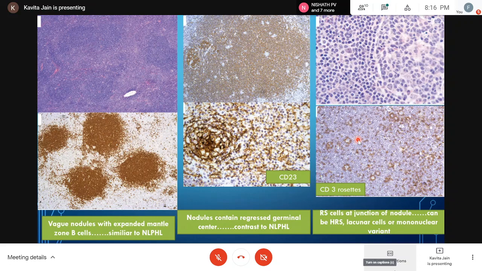And then we find these RS cells, which are CD30 positive. In NLPHL, if there is any confusion, the large cells would definitely be highlighted by CD20 and they'll be negative for CD30 most of the time.